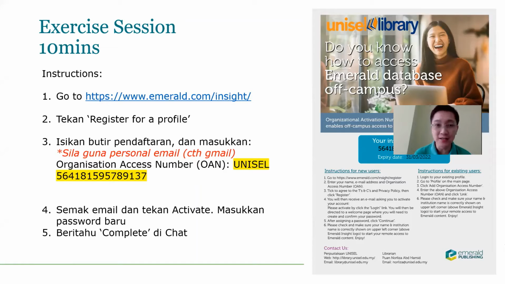It's actually very easy. In fact, no joke, it's much easier to register in Emerald than to register a Google account. Google account will ask you for your mobile number, your date of birth, and so on. So go to emerald.com, or you can access via proxy. Click register for a profile. Put in your name, put in your email address. You can use your personal email address, Gmail, or you can use your university email address. Either is fine. Under the organization access number, copy paste this number I have put into the chat.